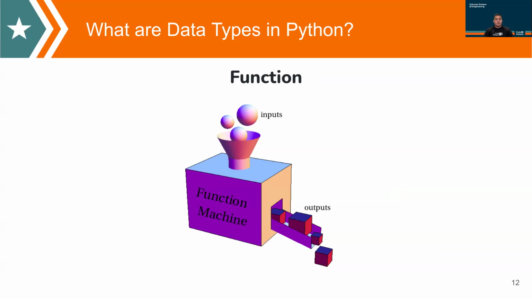You'll see that in this picture demonstrated above, the function itself is the machine, right? We have our function machine. We have inputs, which may or may not be provided or necessary. And we have outputs, which again may or may not be provided or necessary.